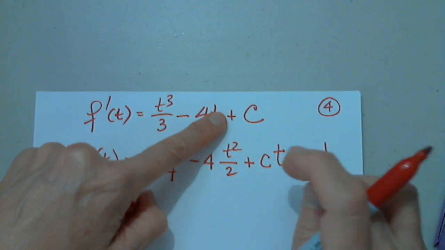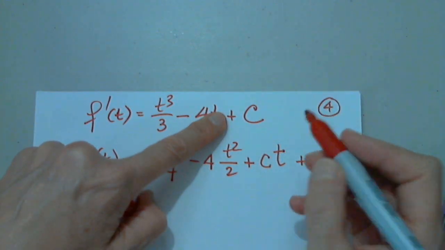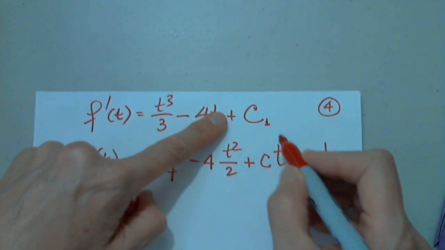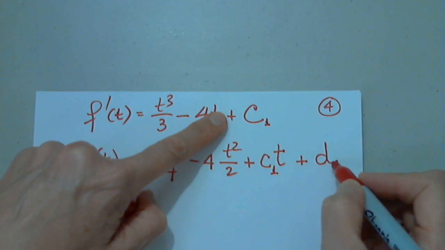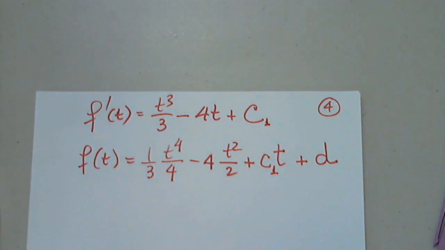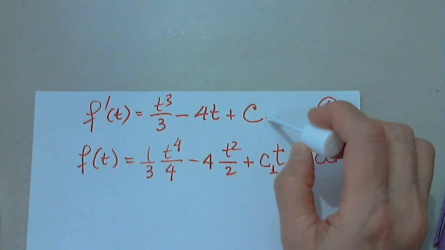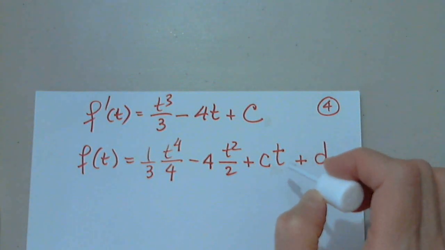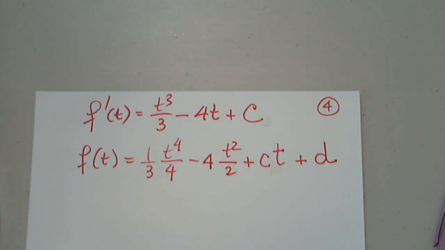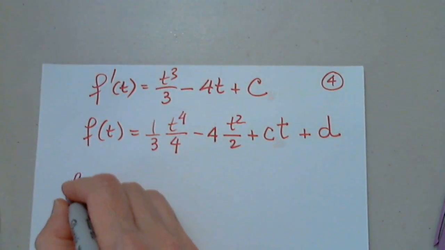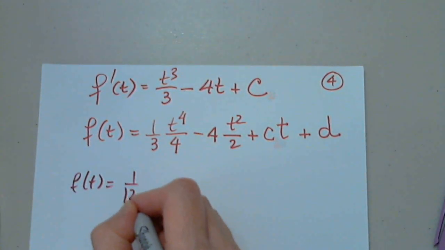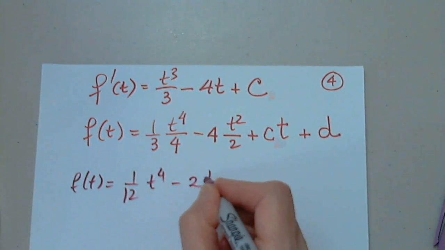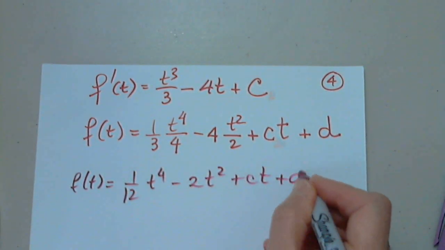You can say, I don't like c and d. Fine. In that case, I will denote this by c1 and this by c2. It doesn't matter. It's up to you. But they have to be two different constants. So you either stick with c1 and then c2, or you just use c and d. This is the most general antiderivative. Yes, it needs a little bit of simplification. So f of t will be 1 over 12 t to the fourth minus 2 t squared plus ct plus d.